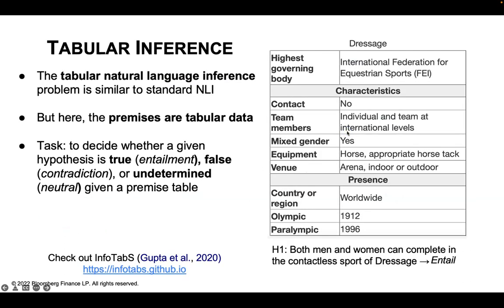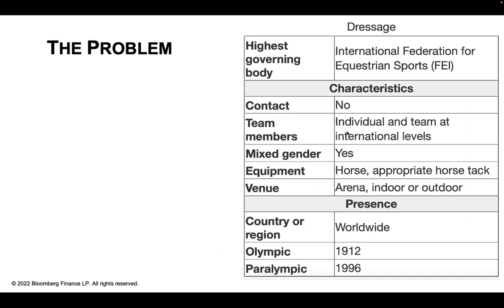Let's first introduce the task of tabular inference. The task of tabular inference is similar to standard NLI, but here the premise is basically tabular data, and the task is, given this premise table and a hypothesis statement, to determine if the hypothesis statement is true, false or undetermined, that is entail, contradict or neutral. For example, on the right you can see there is a table about a sport, dressage, and then there is a hypothesis statement, both men and women can compete in the complex sport of dressage. The model has to predict that this statement is entail given the table. We introduced this task as a part of our prior work in ACL 2020, InfoTabS.